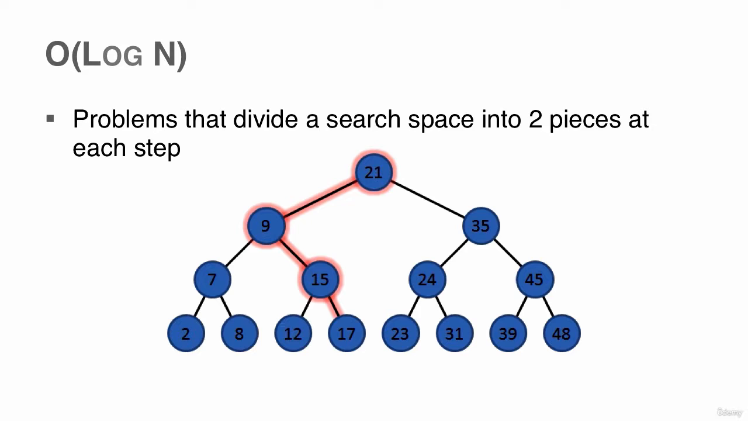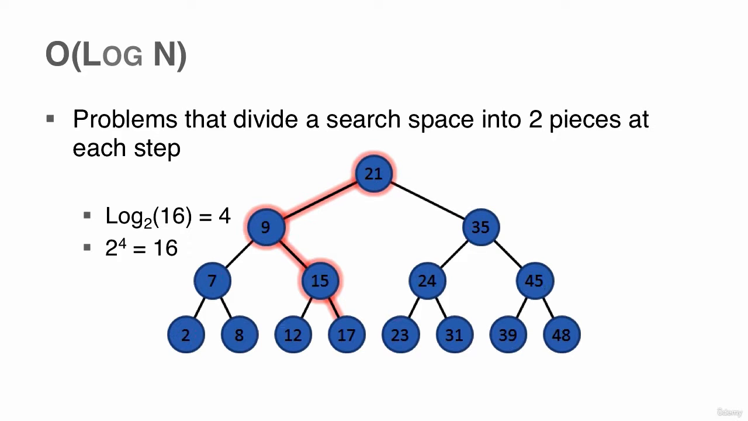By using the tree's structure, we found the target value after examining only 4 nodes with values 21, 9, 15, and 17. This tree contains 15 nodes. If we round that up to 16 for convenience, you should note that log base 2 of 16 equals 4, because 2 to the 4 equals 16. That's why we only needed to examine 4 nodes in this tree. This is the way many algorithms get their order log n performance, by climbing through some sort of tree.